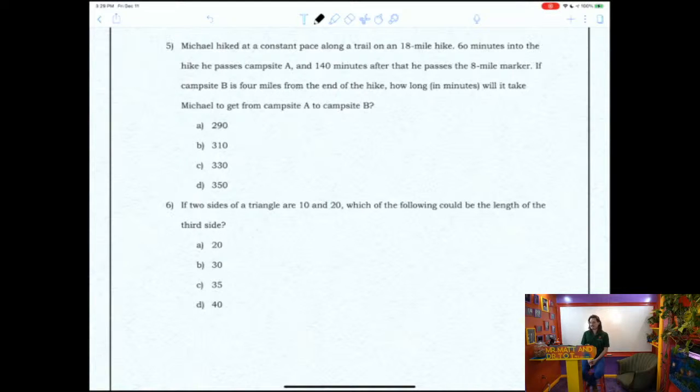Question number 6 asks, if two sides of a triangle are 10 and 20, which of the following could be the length of the third side? So I'll give you 6 minutes, and then 2 minutes in we'll solve.